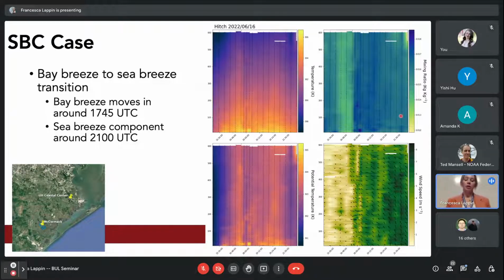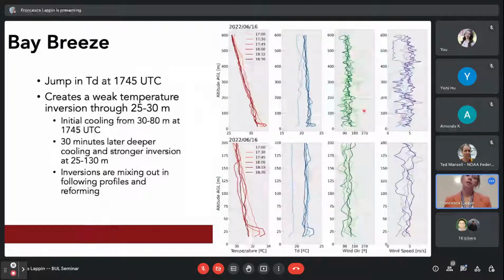So we're going to look a little bit more zoomed in to each of those times, starting with the bay breeze. So these plots are timed profiles starting at 17 UTC, and then incrementing initially at just the 30-minute step, and then after that, 15 minutes. So the darker colors are further on. And this bottom row is just zoomed in up to 200 meters with a slightly augmented temperature scale to really see things a little bit better.